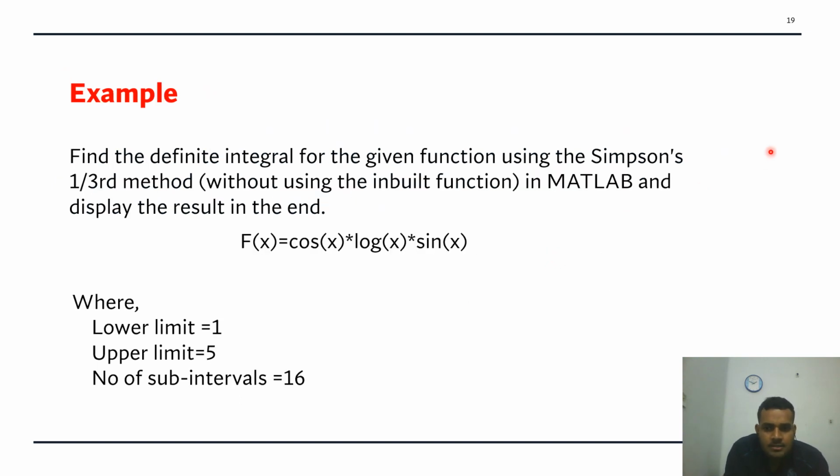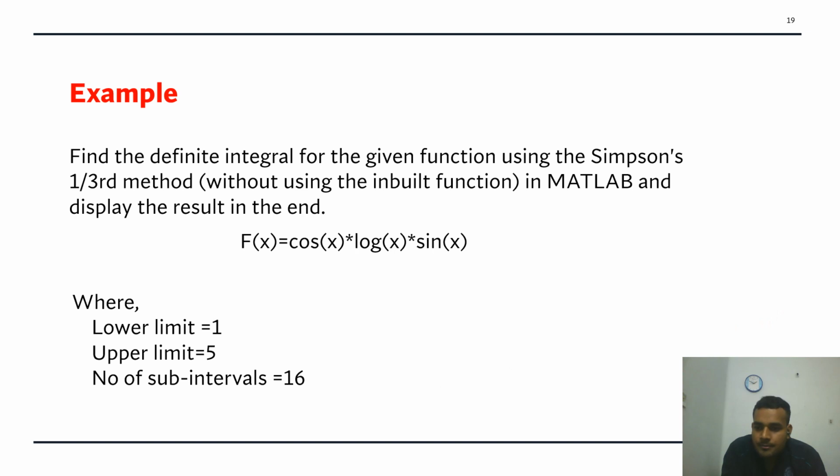So we will discuss an example based on it, and the problem is to find the definite integral for the given function using Simpson's one-third method in MATLAB and display the result in the end without using the inbuilt functions. So the function we take is f(x) = cos x multiplied by log x multiplied by sin x, where the lower limit is 1, the upper limit is 5 and the number of subintervals is 16. You can observe that here we take the subintervals even.